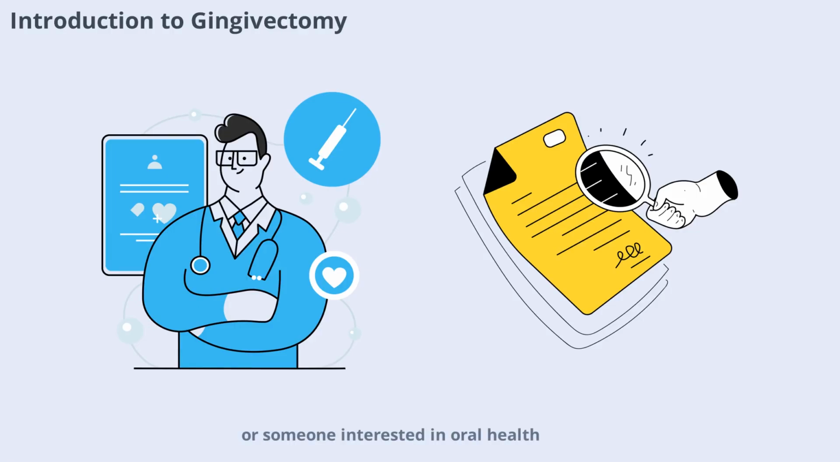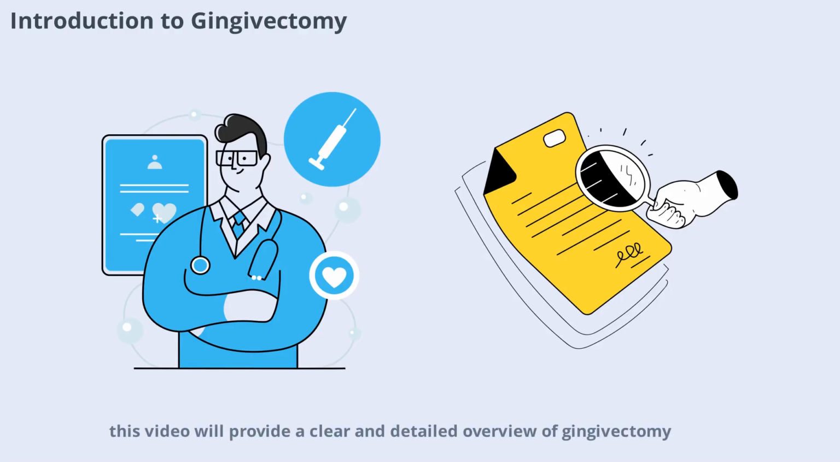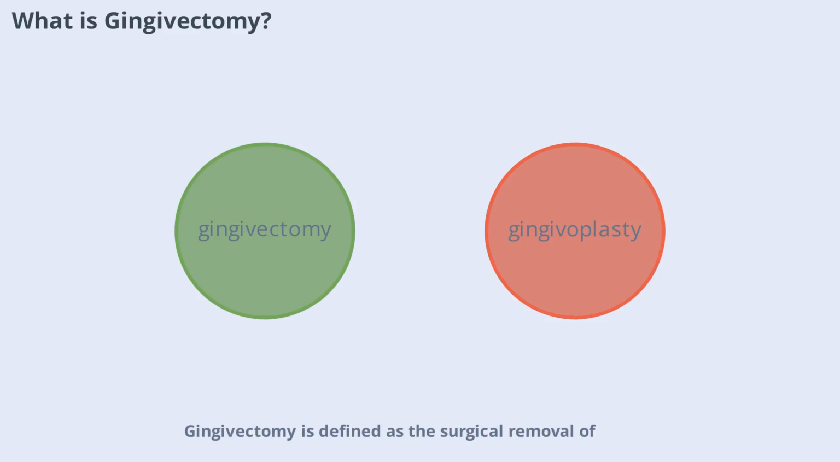Whether you're a dental professional or someone interested in oral health, this video will provide a clear and detailed overview of gingivectomy. Gingivectomy is defined as the surgical removal of the soft tissue wall of the periodontal pocket. This procedure is primarily performed to eliminate pockets that harbor bacteria and contribute to periodontal disease. By excising the diseased tissue, gingivectomy helps restore the health of the gums and prevents further progression of gum disease.